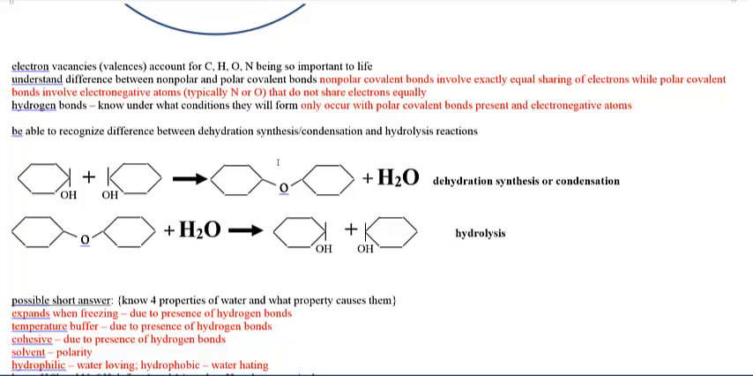So two examples are given here. You should be able to recognize these. You don't have to draw them, but you should be able to recognize them if I presented them to you. So if you produce water, if it's on the product side of the reaction, then it's dehydration synthesis or condensation. But if you need water for the reaction to occur, it's on the reactant side of the arrow, then you would call that hydrolysis reaction.